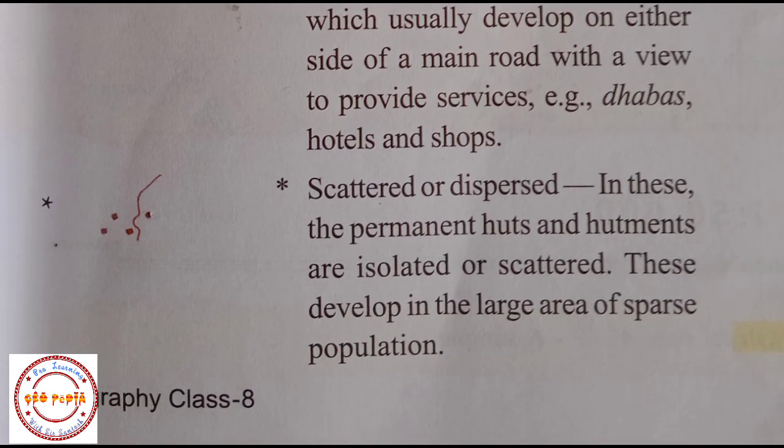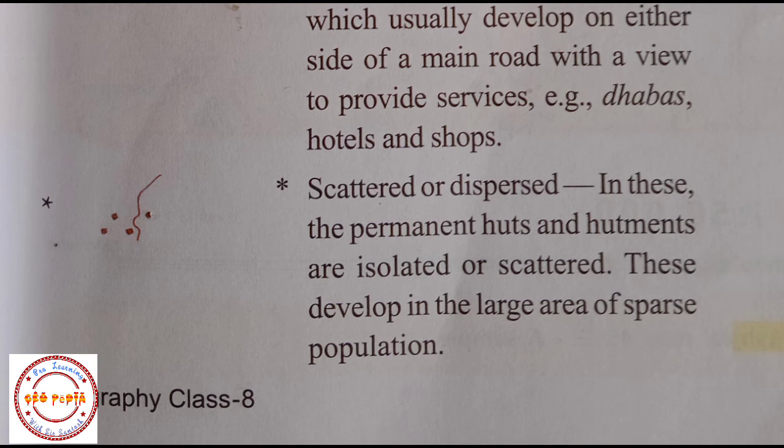Now we will be moving to the scattered or dispersed settlement. Scattered settlement means the settlements where houses, buildings or huts are made very apart from each other, very far from each other. In these, the permanent huts and hutments are isolated and scattered. Isolated has the same meaning as scattered. These develop in large areas of sparse population.